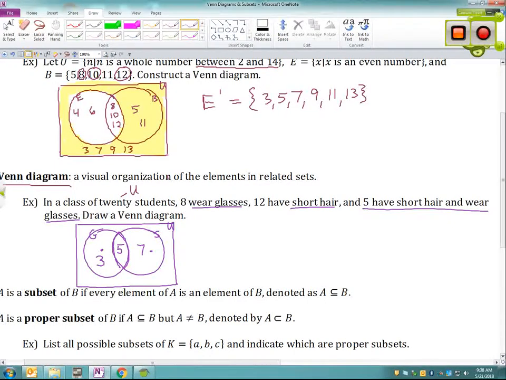And lastly, I need to figure out how many are in my universal set, but are not in the bubbles, okay? And since I have 20 total, I need to count up. I've got 3, 5, 7, I have 15 total students represented currently out of 20. That means I need 5 more out here in the universal box that are not inside those bubbles, okay?